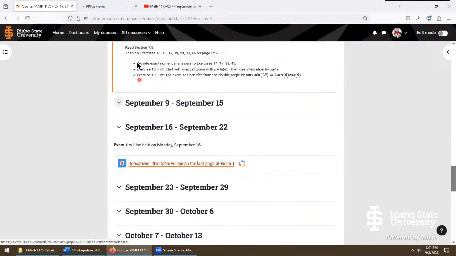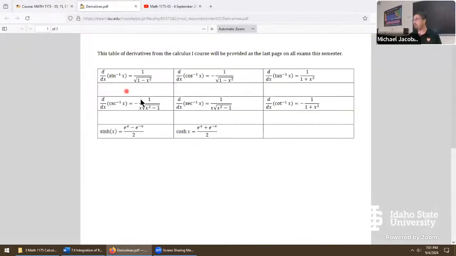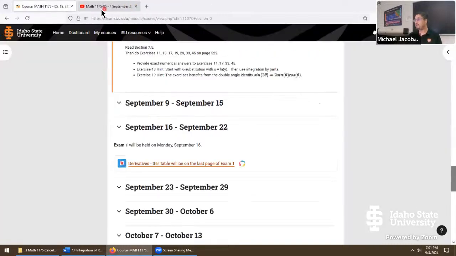Also keep in mind that this is a document of things that will be on the exam. So when you go to write out your page of notes for your exam to support yourself, you could skip those since these would be provided.